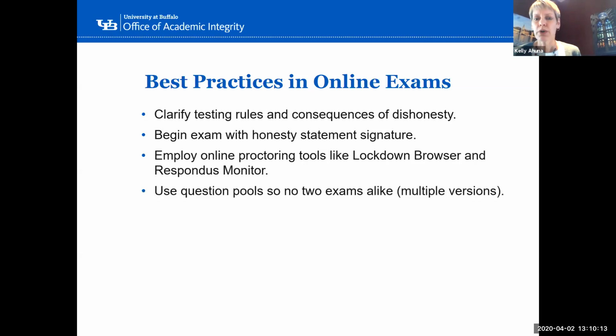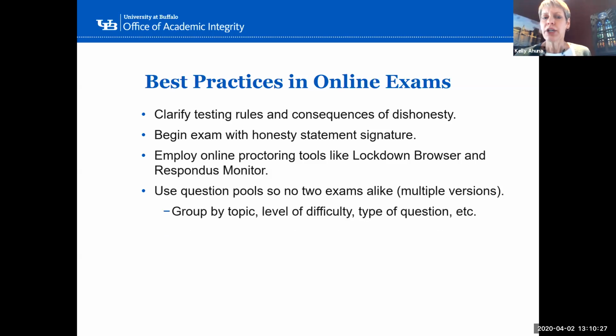Then you also can make sure that no 2 exams are alike. If you use multiple versions of exams in hard copy, this is the same thing in an online test. You can develop pools of questions. Basically, you have more questions than any one student would answer, and the test pulls from those pools of questions. Say you have questions on photosynthesis and you have 8 questions, you want students to answer 4. So it pulls 4 questions from that pool on photosynthesis. You can group them by level of difficulty, by kind of question, multiple choice versus true false, so that every student is, in essence, taking a very different test.